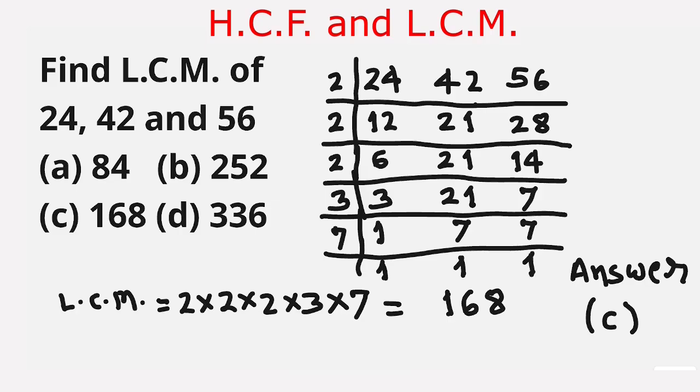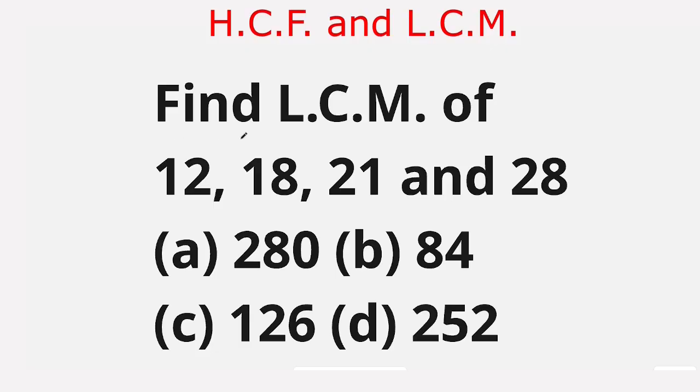I hope you have understood the finding the LCM by common division method. We go to the next question. Our question is find LCM of 12, 18, 21 and 28. The given options are option A 280, option B 84, option C 126, option D 252.